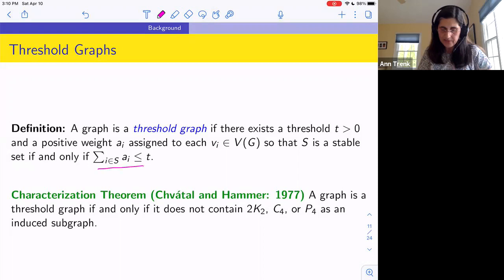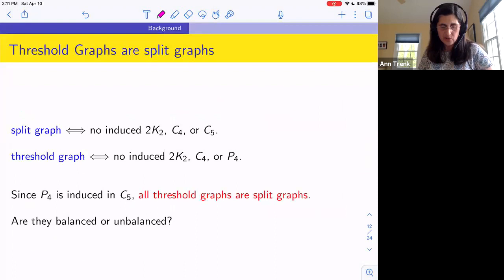And here's a characterization theorem for threshold graphs. Again, look at it. It looks very similar to the one we had for split graphs. It's a forbidden induced subgraph characterization, and the forbidden graphs look quite similar to the ones we had for split graphs. On the next slide, I think I put them up next to each other. Yes, I do. So here's the split graph characterization and here's the threshold characterization.